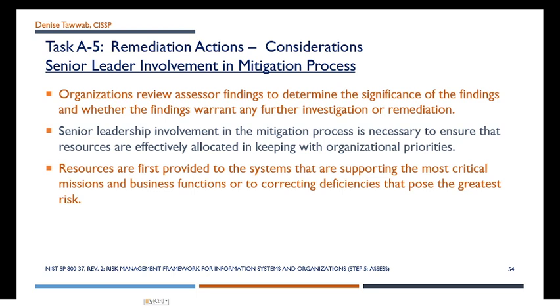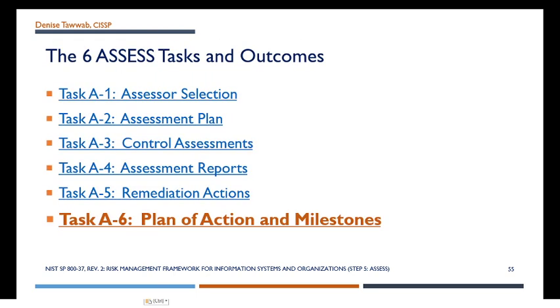Senior leadership involvement in the mitigation process is necessary to ensure that resources are effectively allocated in keeping with the organization's priorities. Resources are first provided to the systems that are supporting the most critical mission and business functions or to correcting deficiencies that pose the greatest risk. And that's Task A5, remediation actions.